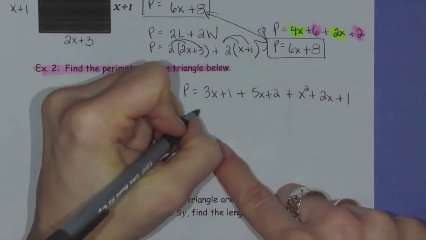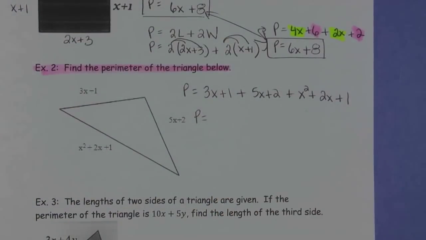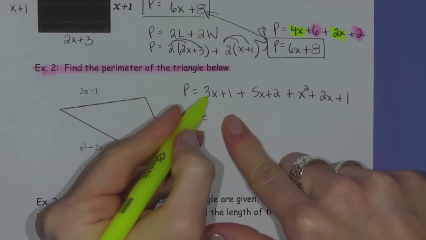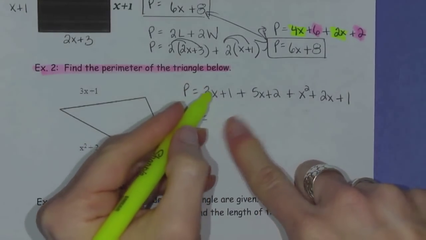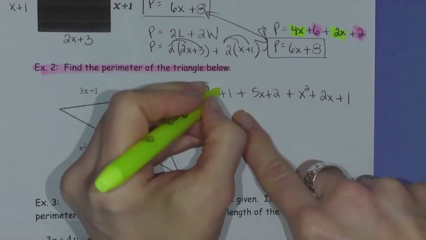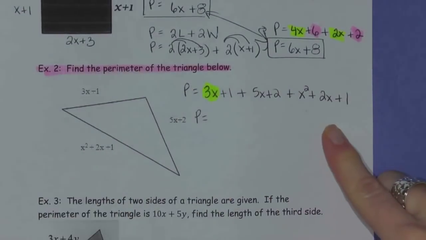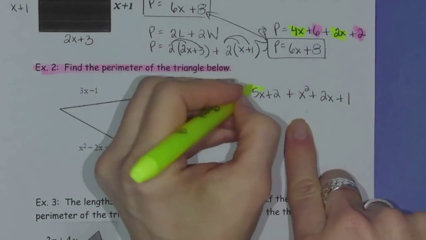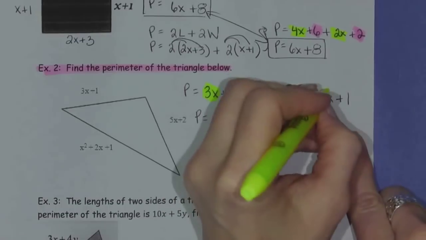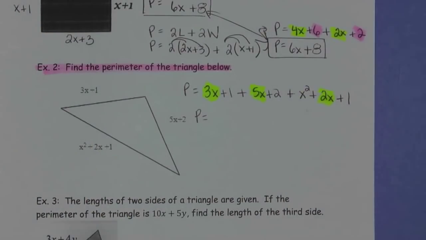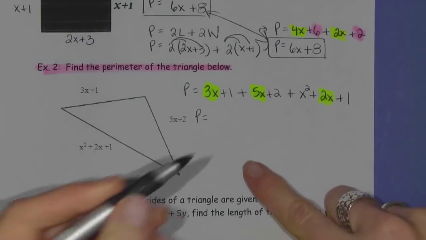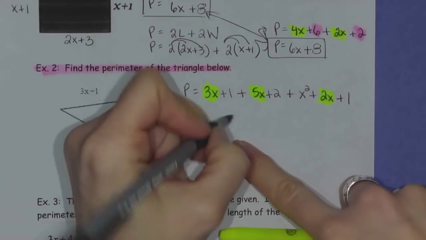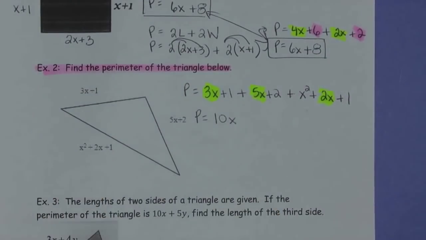Okay, now combining like terms. Let's highlight our like terms. So 3x is how this polynomial starts off, so I'm going to highlight the 3x. And then I'm going to highlight any other terms that just have x to the first. So I've got a 5x here, and then a 2x. So those 3 like terms added together, 8x plus 2x, let's see, that makes 10x.